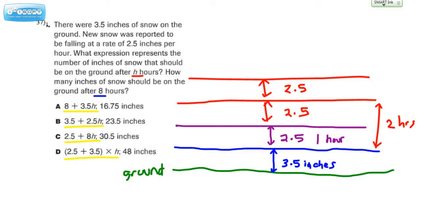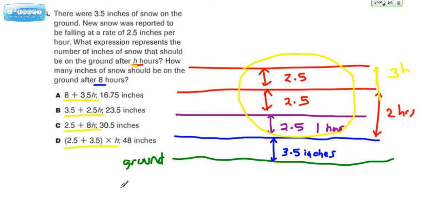But hopefully you can see here that what you really have to do, if we take a look at this grouping, however many hours it is, so let's say it's 3 hours, if we multiply that by 2 5/10, won't that give us the amount that will be on top of the 3 5/10 inches that we already have? So we're going to be multiplying 2 5/10 times some number, which in this case they want to be h. And then we're going to add that to the existing 3 5/10 inches that we already have. So the equation would look like this: 2 5/10 inches times how many hours it's snowing, plus the 3 5/10 inches that we already have.